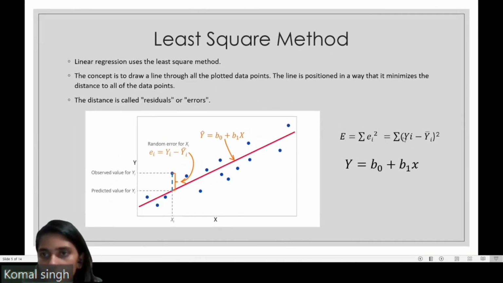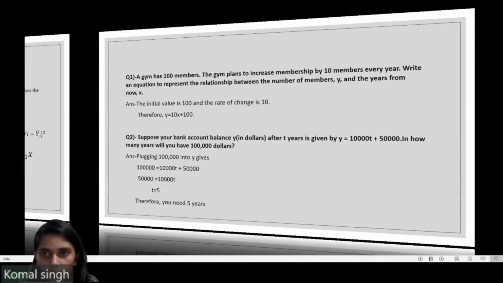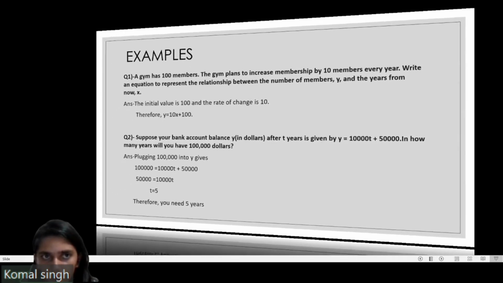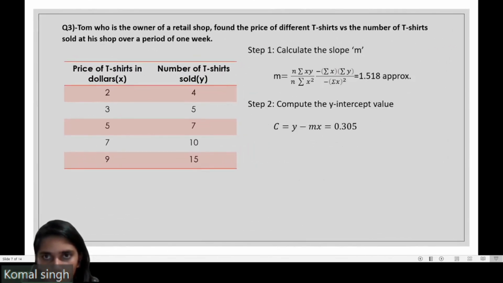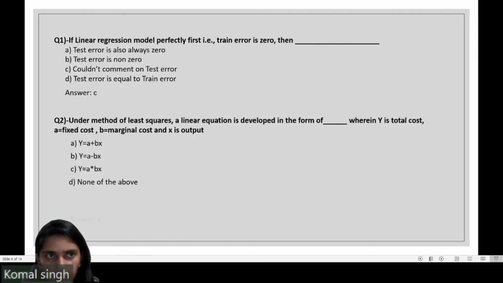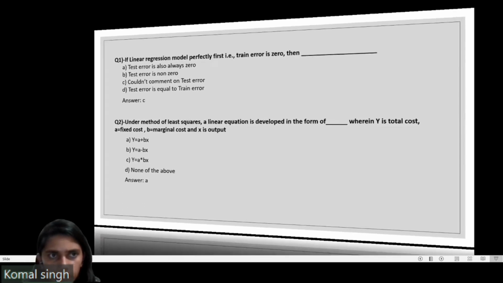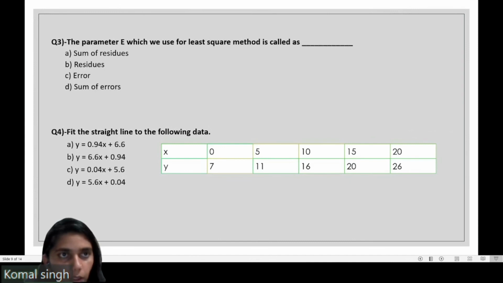Yeah, here you can see that y minus y bar i is a residual error, the sum of residuals. So what we are doing here, what our question is here: the parameter e, which we use for the least square method, is called what? Sum of residuals.